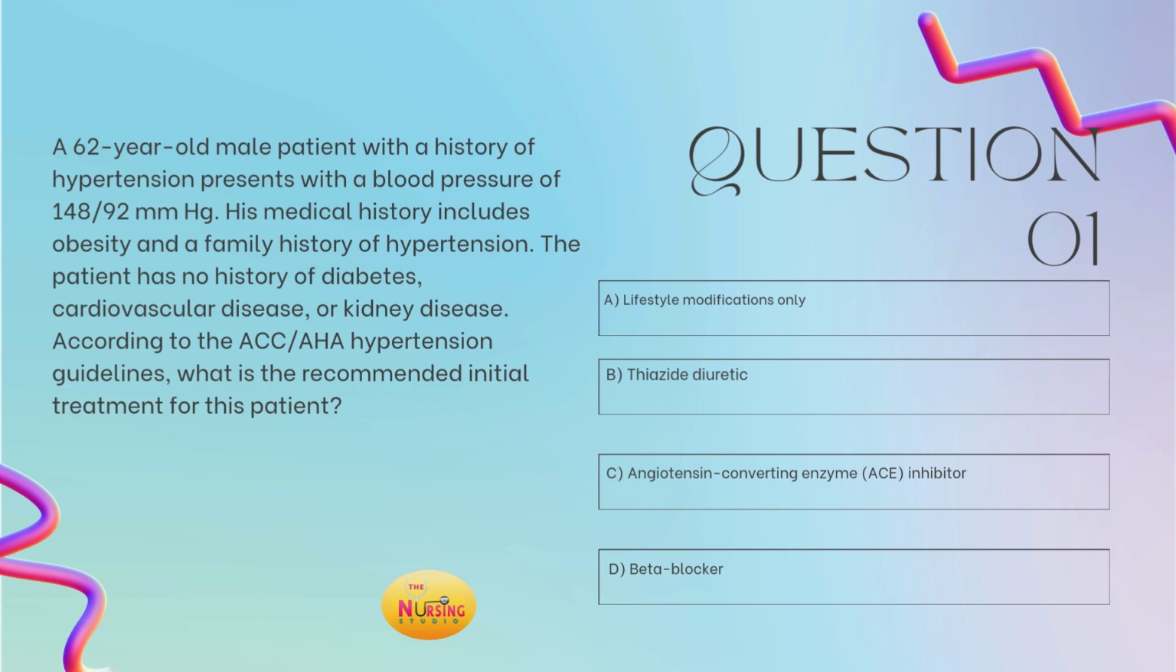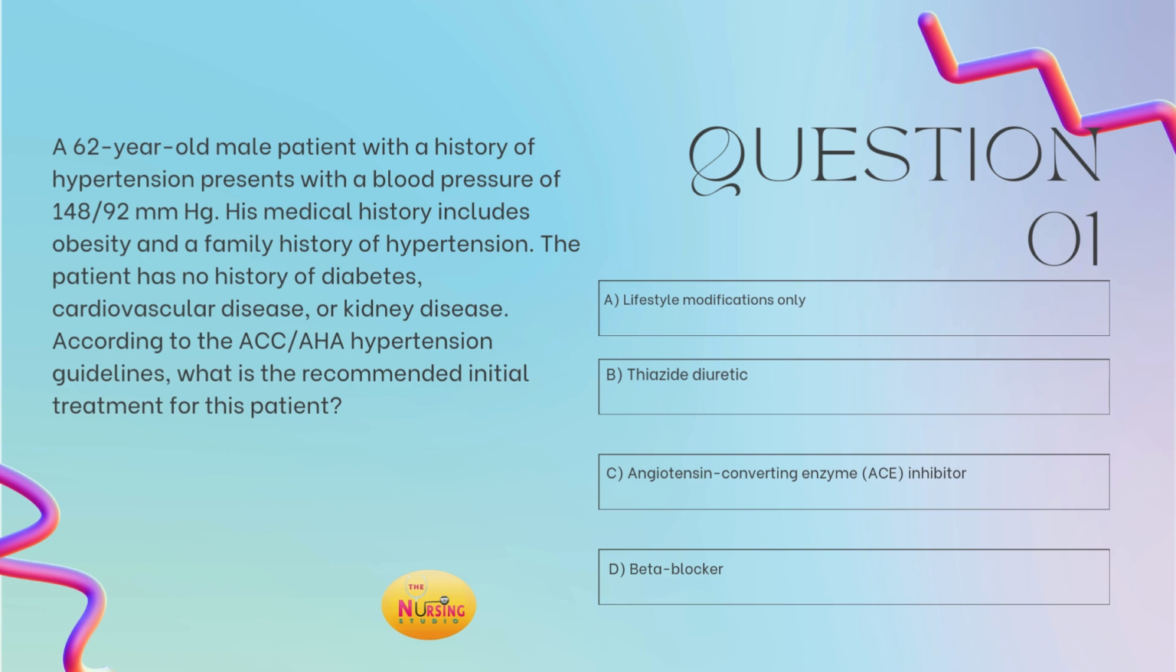So we have a 62-year-old male. He has a history of hypertension. Blood pressure is 148/92. We definitely know medication needs to be initiated because regardless, even for healthy patients who don't have any comorbidities, if the blood pressure exceeds 140/90, we start medication therapy, right? So he does have a history of obesity and a family history of hypertension, but he does not have diabetes, kidney disease, or any cardiovascular disease. So there's no reason that he should not have certain medications.